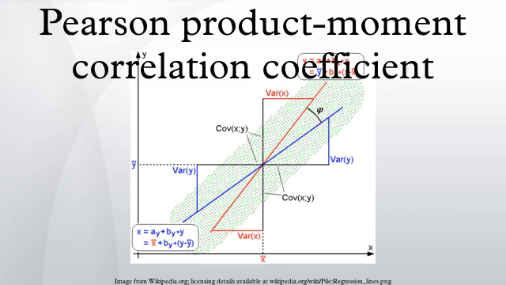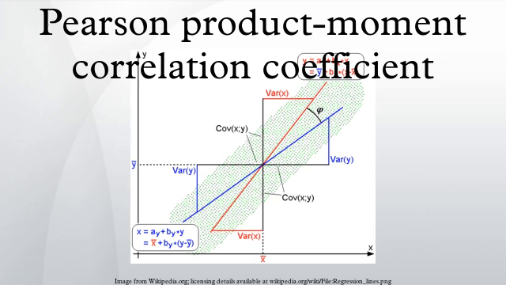In statistics, the Pearson product moment correlation coefficient is a measure of the linear correlation between two variables x and y, giving a value between +1 and -1 inclusive, where 1 is total positive correlation, 0 is no correlation, and -1 is total negative correlation. It is widely used in the sciences as a measure of the degree of linear dependence between two variables. It was developed by Karl Pearson from a related idea introduced by Francis Galton in the 1880s.